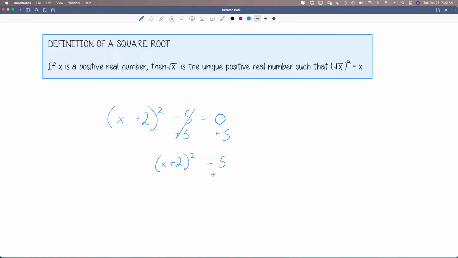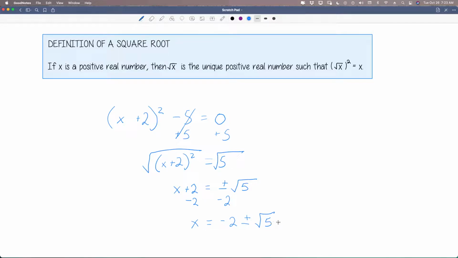Next, we take the square root of both sides so we can get rid of this. We square this, and we square this, which makes this x plus 2 equals plus or minus, because it could be a negative, square root of 5. Okay, now we can get rid of this 2 to solve for x by subtracting 2 from both sides. So what we end up with is that x equals negative 2 plus or minus the square root of 5.